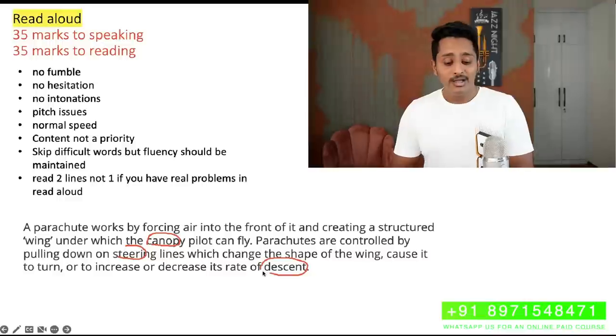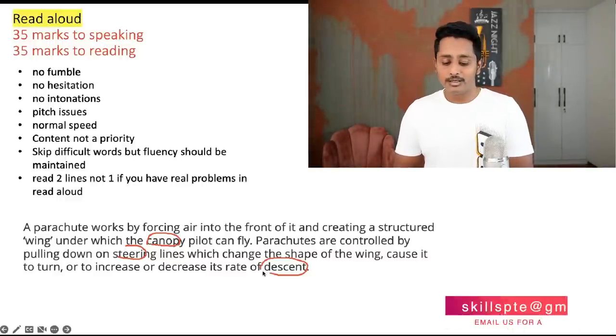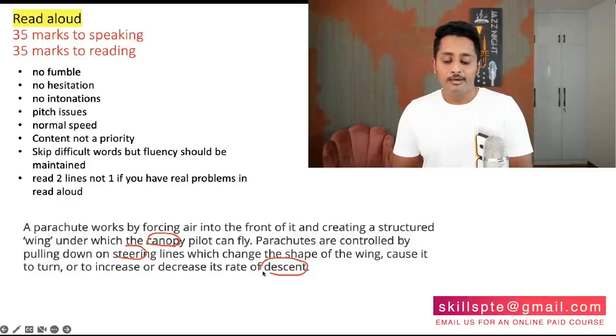How do I manage? A parachute works by forcing air into the front of it and creating a structured wing under which the pilot can fly. Parachutes are controlled by pulling down on lines which change the shape of the wing, cause it to turn or to increase or decrease its rate.